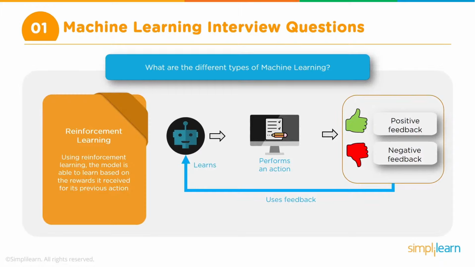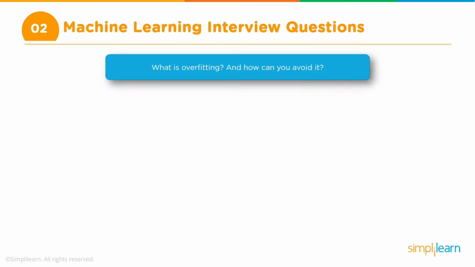You can throw that as an example, where AlphaGo used reinforcement learning to actually learn to play the game of Go, and finally it defeated the Go world champion. Right? This much information would be good enough. Okay. Then there could be a question on overfitting. So the question could be, what is overfitting and how can you avoid it?